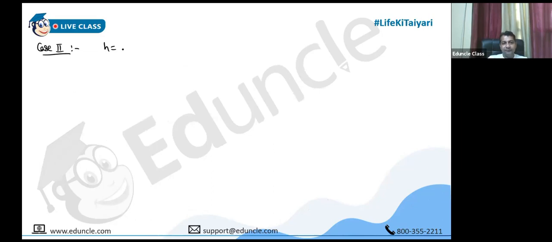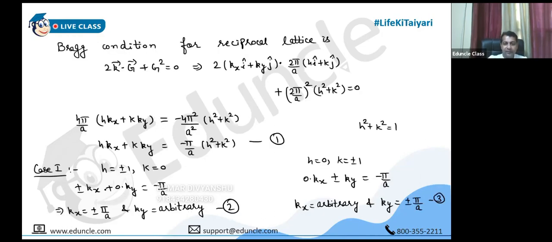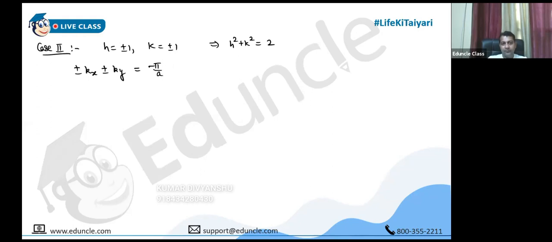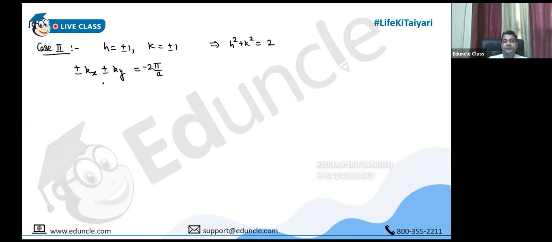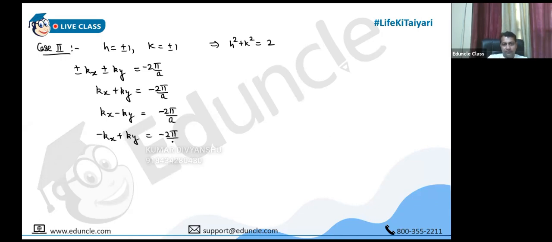Both may be 1, 1. These are the next possible values, because they will correspond to h square plus k square being equal to 2. So they will give us plus minus kx plus minus ky equal to minus 2 pi by a. Please check. So actually these are 4 equations contained in that one equation. Let's call them 4, 5, 6, 7.